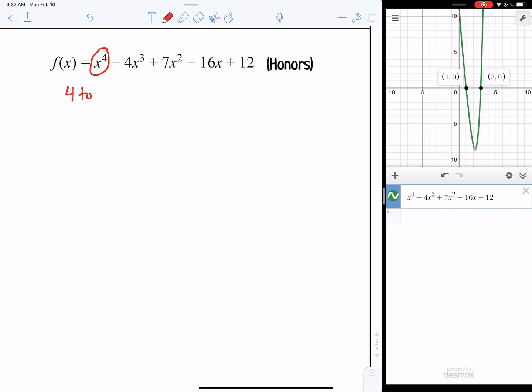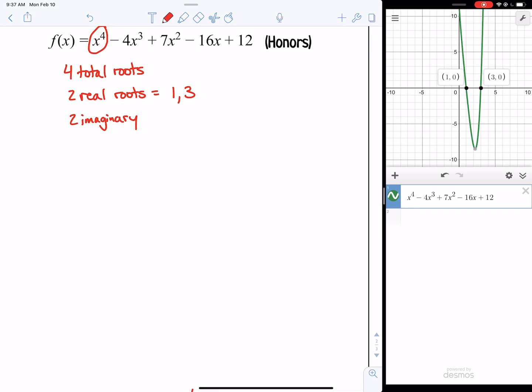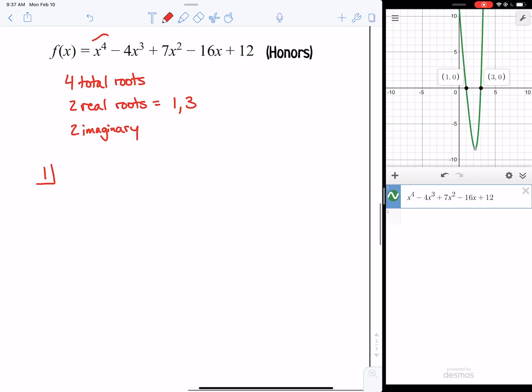So if we have 4 total roots, 2 are real. So let's say the 2 real roots are 1 and 3. And then we must have 2 that are imaginary, and we need to find those roots. And so what you do is take those 2 real roots, 1 and 3, and you pick one of those to start with. It doesn't matter which one. So I'm just going to pick the 1. Now I need to do synthetic division twice so that I can reduce this quartic polynomial. It has a degree of 4 into something quadratic. So you just have to do synthetic division twice.